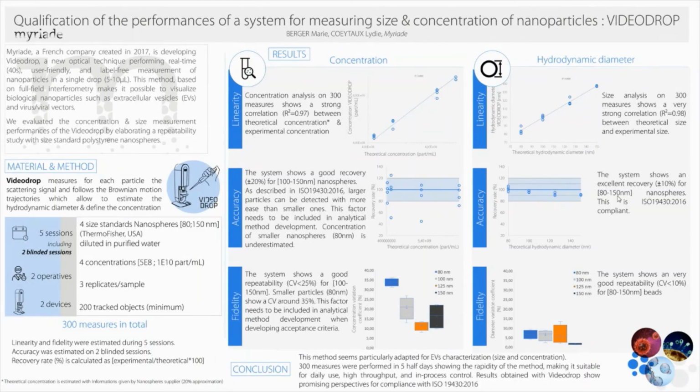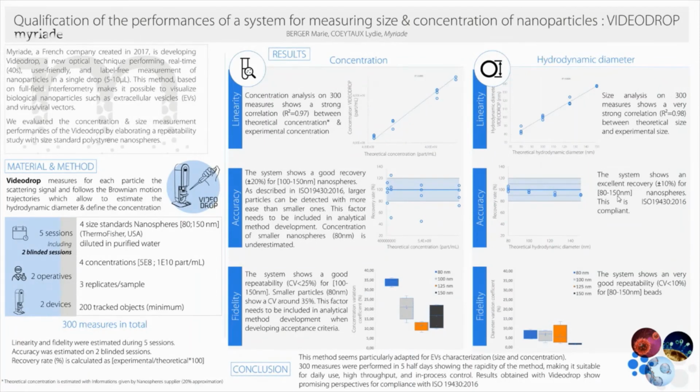For this qualification, 5 sessions, including 2 blinding test sessions, were done. 4 standard nanospheres were used, and they were diluted in purified water. 4 concentrations were evaluated, 2 operators, and 3 replicates per sample were done. 2 devices were used, and we wanted to track at least 200 objects. 300 measurements were done in total.